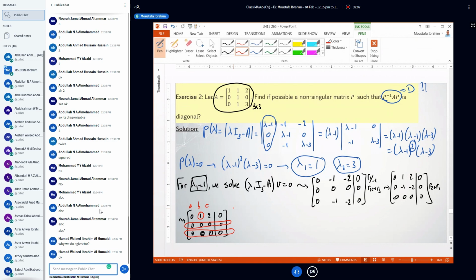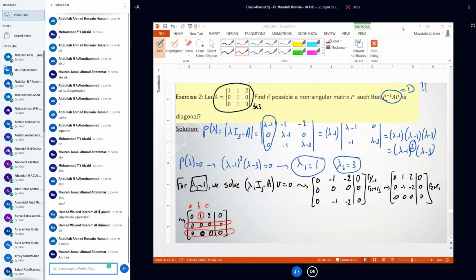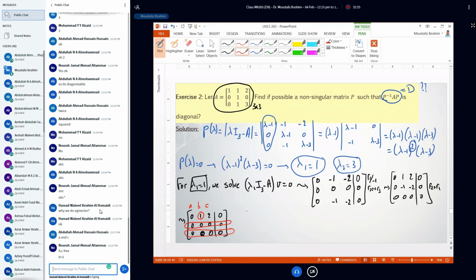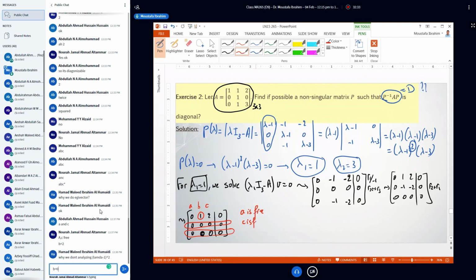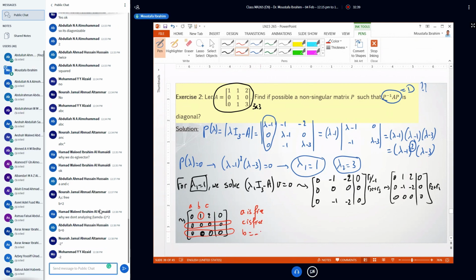So, what are the free variables, guys? A and C, very good. A is free, C is free, and B equals what? B plus 2C equals 0, so B equals minus 2C. Pay attention, not minus 2.